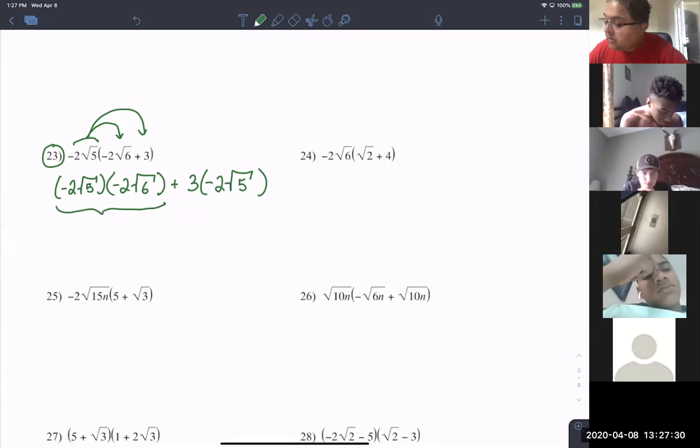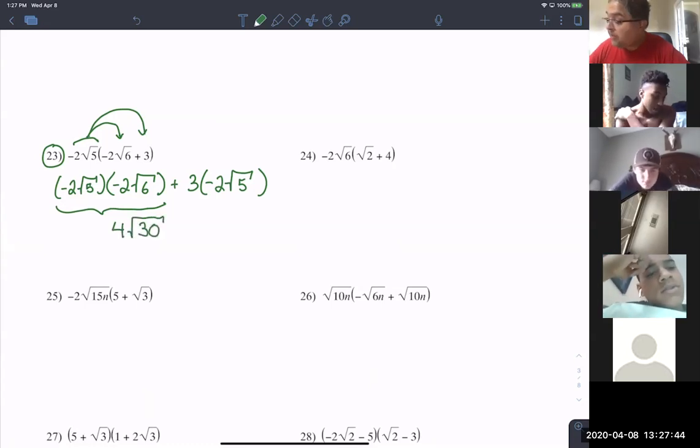When you distribute, you get, so when I multiply negative 2 times negative 2, I get what? 4. So 4 root 30 minus 2 square root 5 times 3.